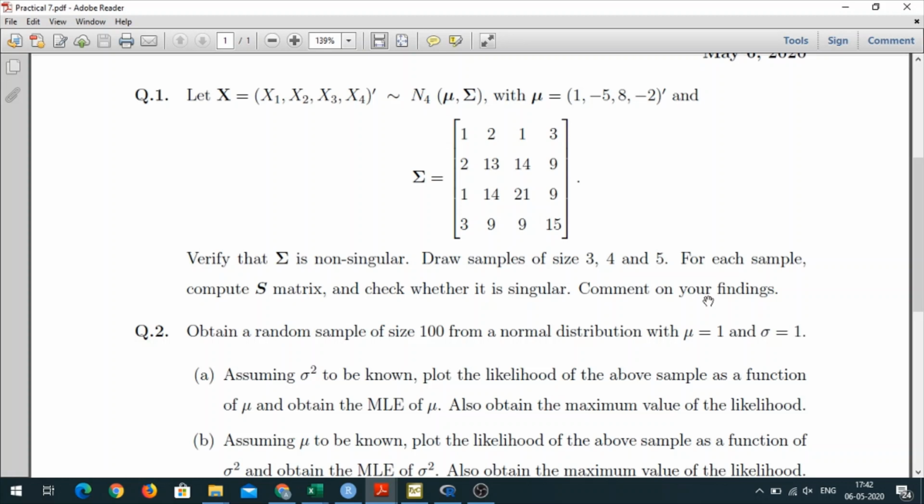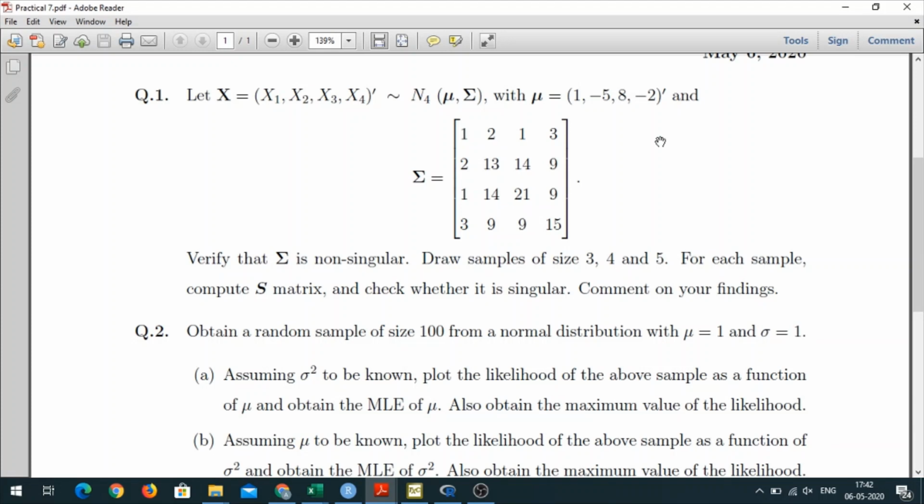Okay, so what happens is actually there are no new commands involved in this question, so I'm not going to do R coding because anyway it's drawing a sample from multivariate normal, which we have already done, and checking singularity will just compute the determinant, so the command det. Now what happens is, if your setup is such that your n is less than p, that is the number of observations is less than the number of variables, then you end up getting a singular sigma.